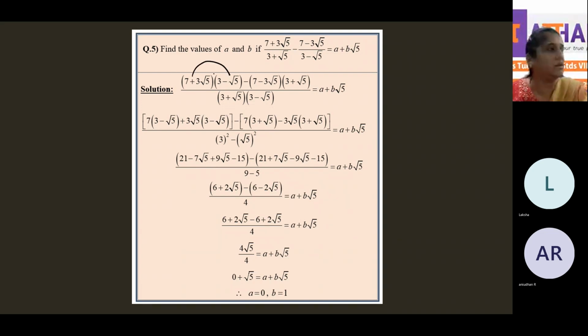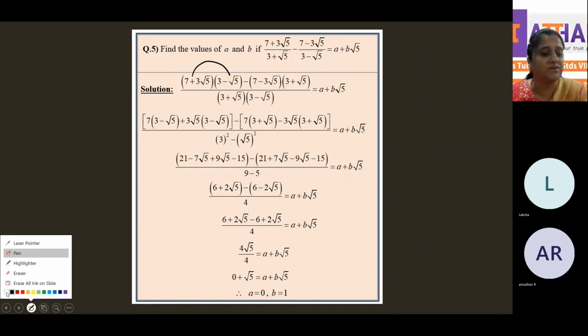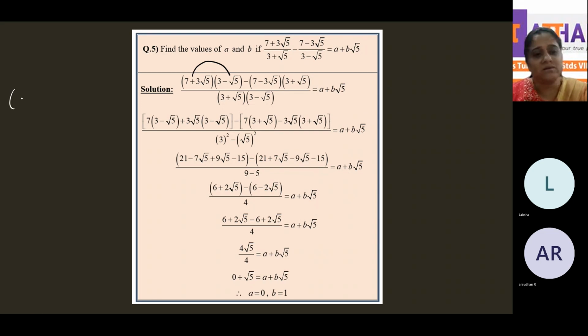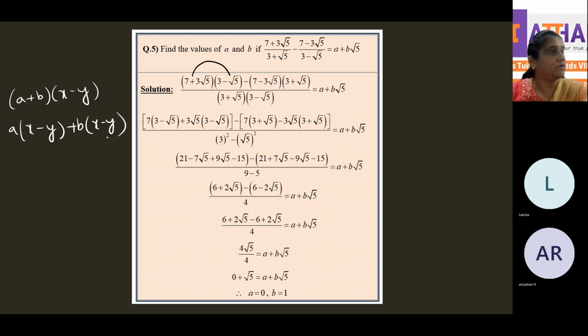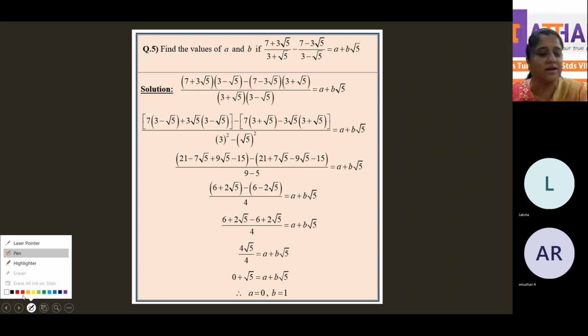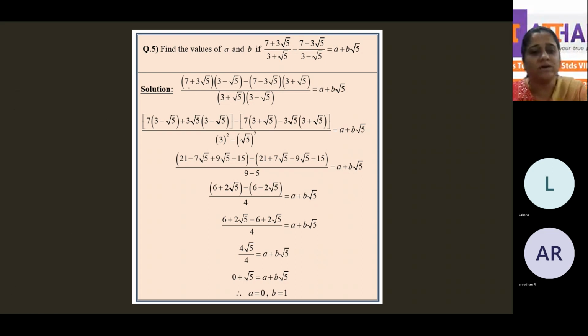Multiply. This is what we did in the 8th standard. How did we multiply? If you had something like A plus B into X minus Y, how will you multiply? A into X minus Y plus B into X minus Y. Yes or no? This is how we multiply. The brackets are like that, because the two brackets have different terms. Here you have 7 plus 3 root 5. Here you have 3 minus root 5. So no identity, there is no identity there. The two brackets have different terms, so you cannot use any identity there. So how do you multiply?